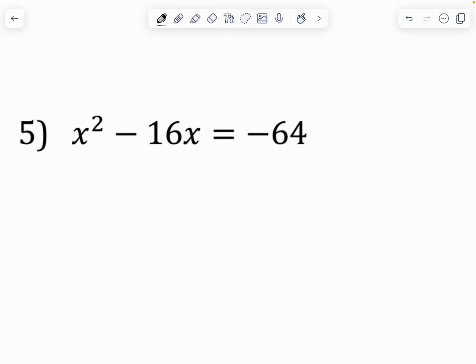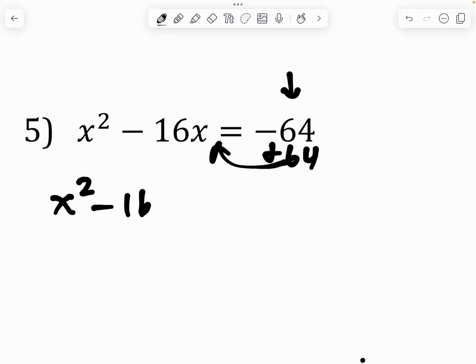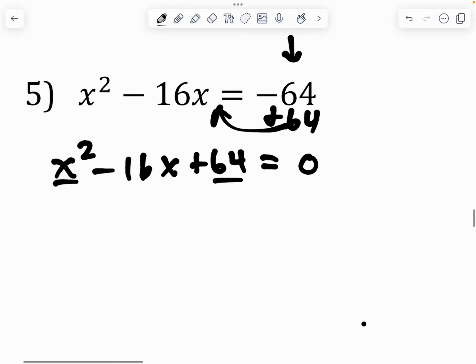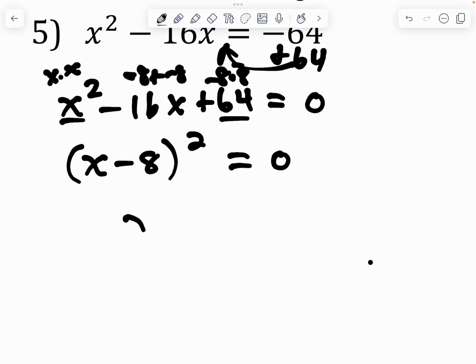Number 5. Remember, this always has to be 0, so we're going to have to add 64 to both sides and move it to the other side to get it there. X squared minus 16x plus 64 is equal to 0. Perfect square trinomial because this is x times x, this is 8 times 8, or negative 8 times negative 8, and negative 8 plus negative 8 is negative 16, so that is a perfect square trinomial. It's going to factor into x minus 8 quantity squared, and we get x minus 8 equals 0, so x equals 8.